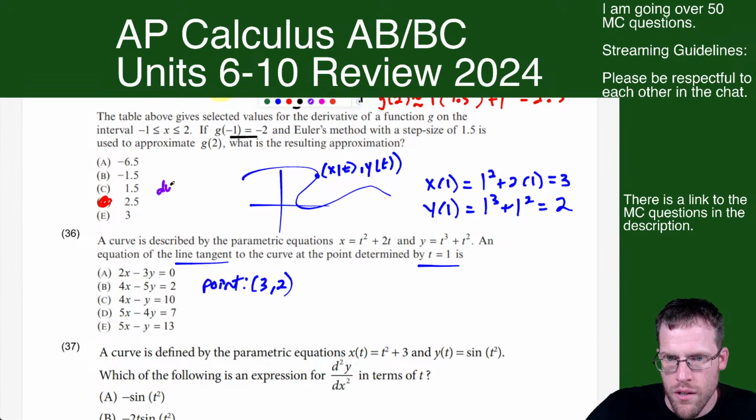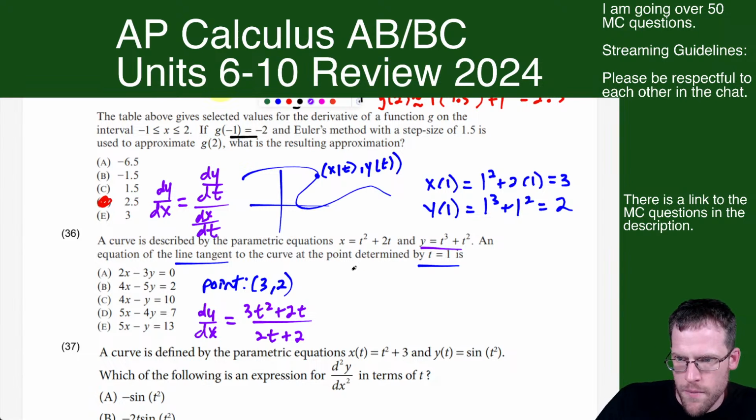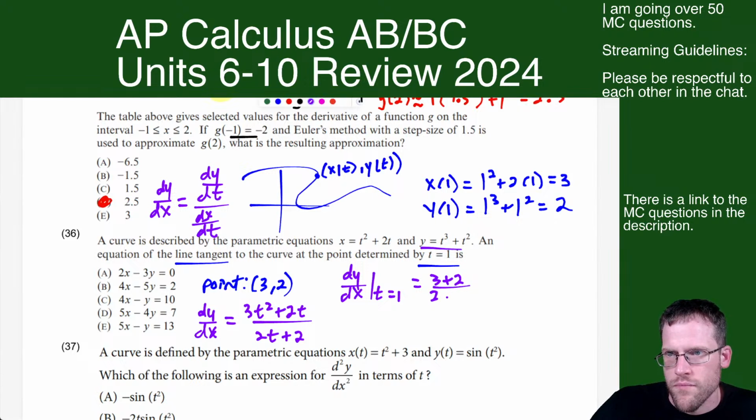Derivatives in parametric, dy dx is dy dt over dx dt. So that's what I'm going to find here. Dy dx is, I derive my y equation. I get 3t squared plus 2t over the derivative of my x equation, which is 2t plus 2. So then for dy dx, I want to know what is the slope at t equals 1? I just plug in 1. And now I'm going to get 3 times 1 squared plus 2 times 1, 3 plus 2, over 2 plus 2. Because when I plug in 1, it just gives me the coefficient. Okay. So 2 plus 2 is going to give us 5 over 4.